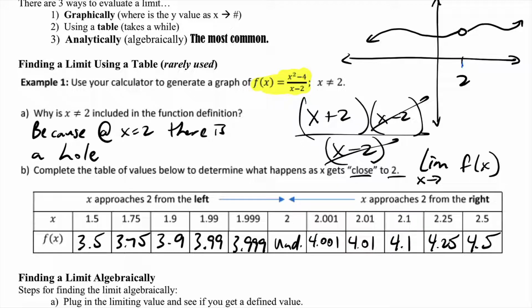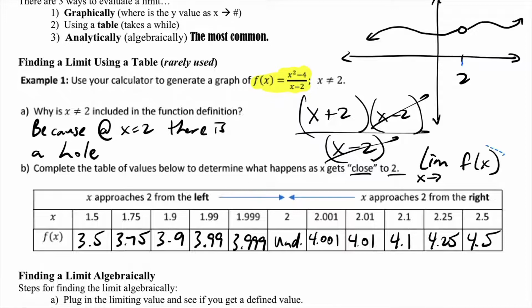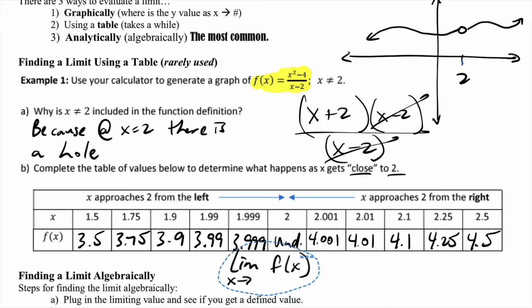Can you tell what the limit is? Because we haven't answered that question, right? Let me move this down here. What is the limit as x approaches 2 by looking at the table? Well, what is a table? What's the definition of a table, the values? It's x and y's, right?